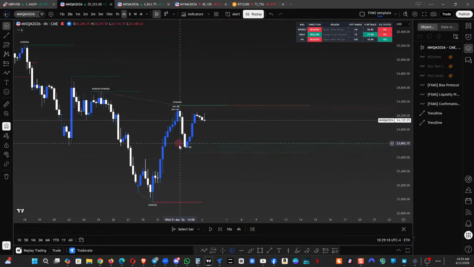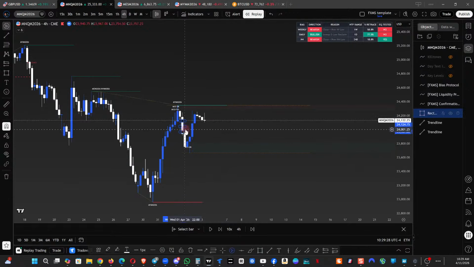So going into the 4-hour, we're just going to basically confirm what we're seeing. On the 4-hour, I can see that we have a very strong bullish push to the upside. We have some imbalances here that we have already overtaken and closed through. So that supports price moving bullish and going higher.